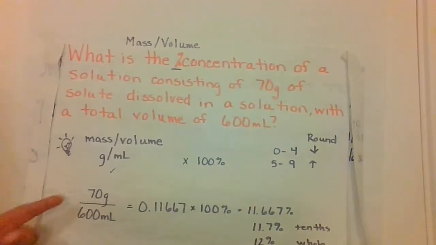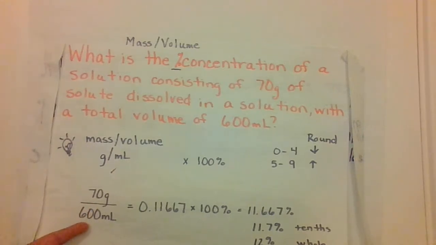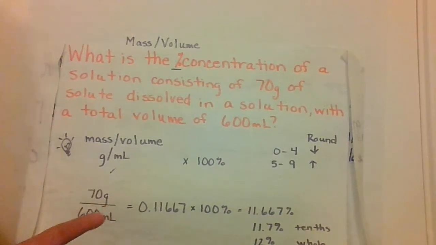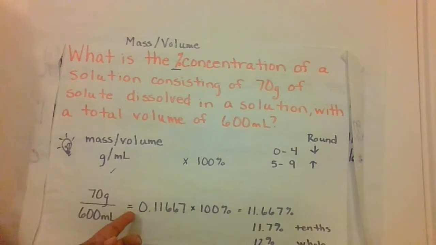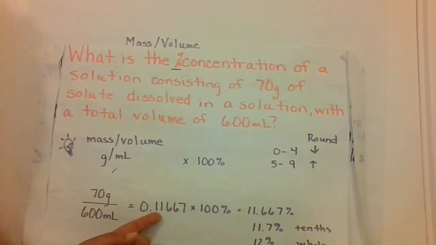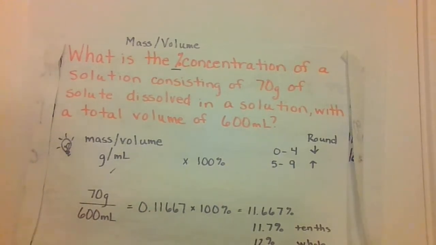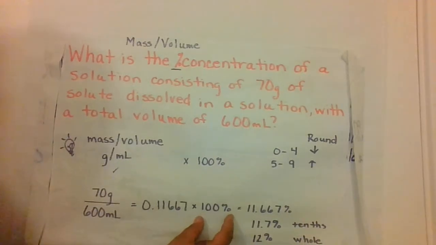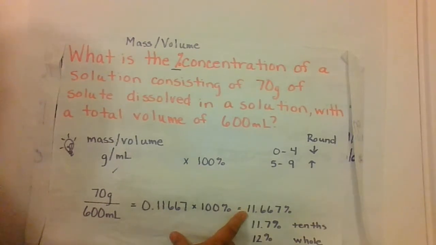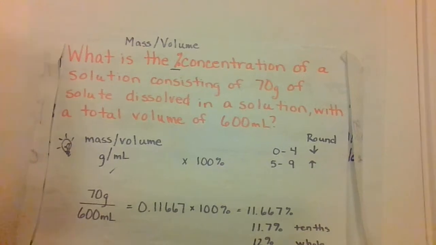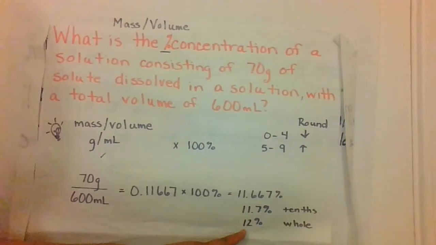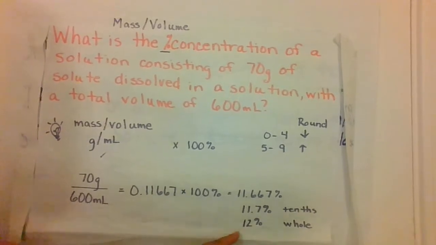So here you can see I have my 70 grams over my 600 mLs, and I did that division first. Remember, I do not round or do anything extra until the very end of my problems. So when I divide 70 by 600, I get 0.11667. And then I remember to multiply that times 100%, because that is what my answer is supposed to be in. So then I'm going to get 11.667. And if I round that to the nearest whole number, I end up with a final answer of 12%.